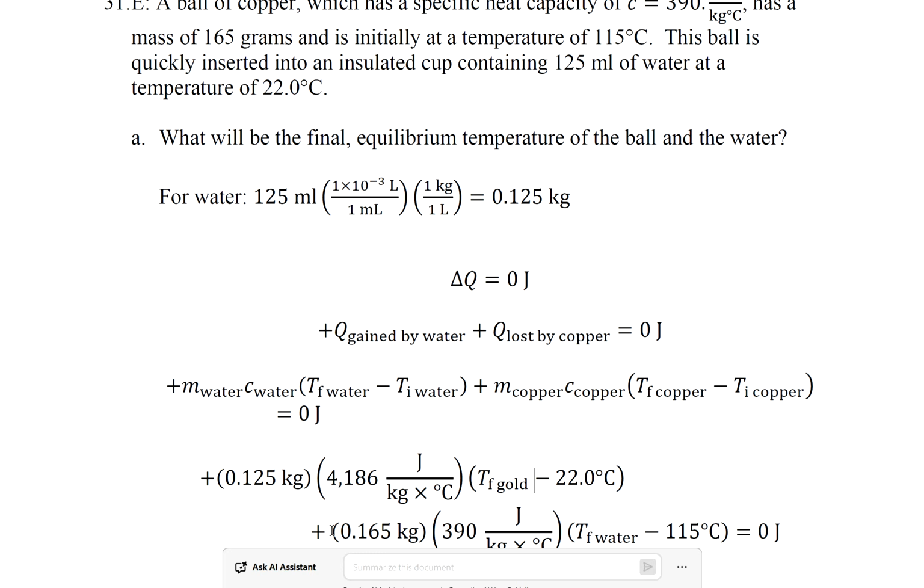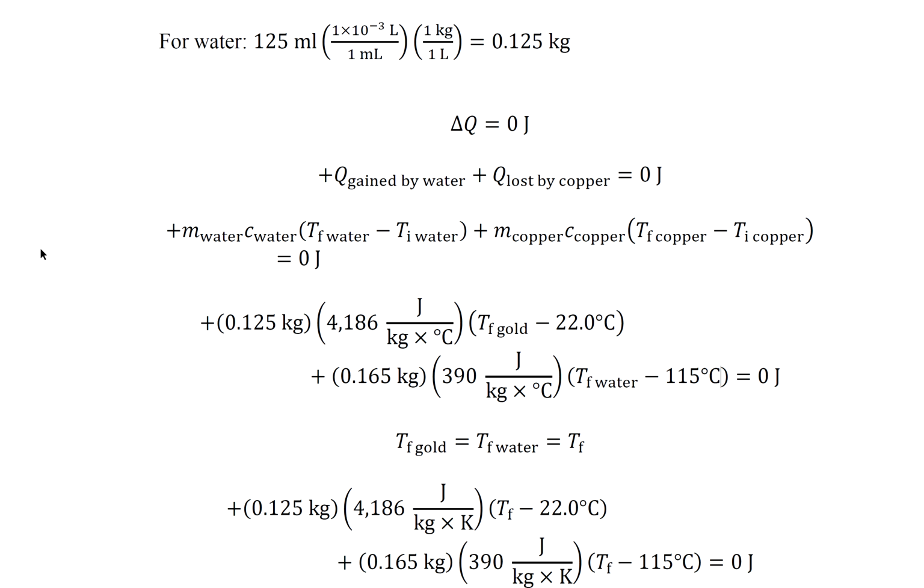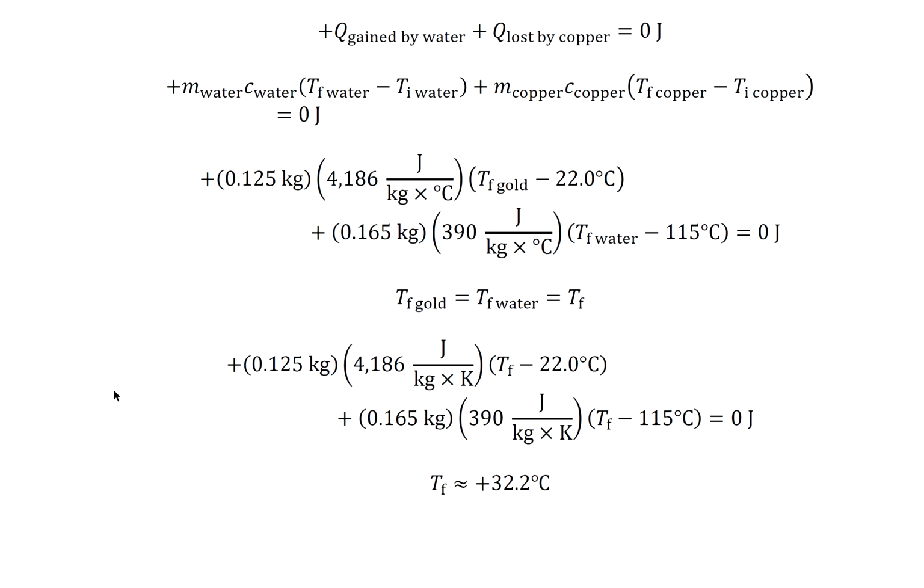This is correct for copper, mc. This ΔT should say T final copper minus 115. And this should say T final copper equals T final water. And then this is our solution.